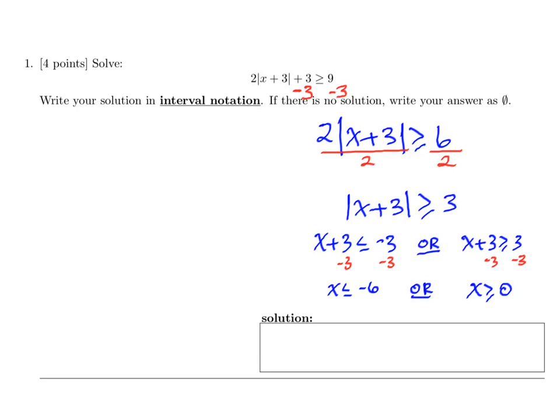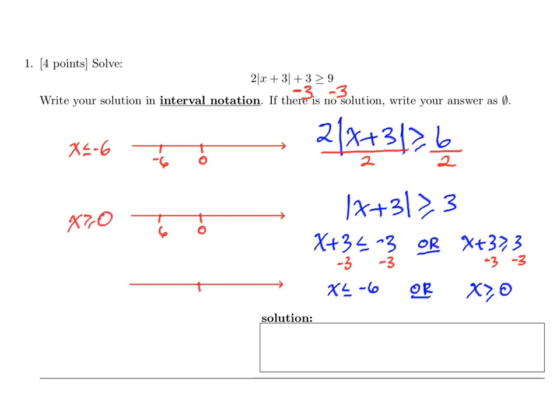Let's look at these solutions on the number line before we write them in interval notation. I'm going to draw 3 different number lines. One number line is going to be all the numbers less than or equal to negative 6. Another number line is going to be all the numbers greater than or equal to 0. And the final number line is the solution to the problem, which is all the numbers less than or equal to negative 6 or greater than or equal to 0.